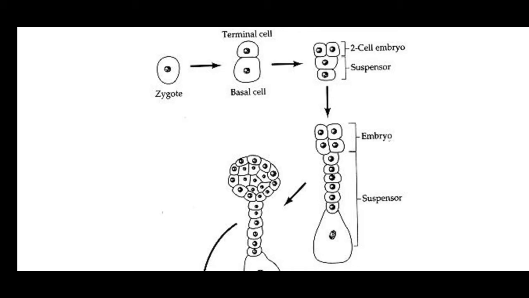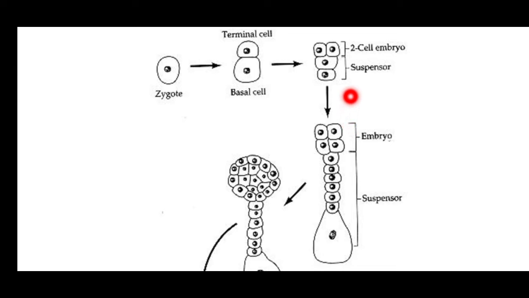Now these two cells are going to undergo division. The basal cell will first of all divide mitotically, dividing one after another. The division actually takes place in the transverse plane, but the cells keep growing in the longitudinal direction, in the direction of the arrow shown here. It keeps on growing in this particular direction.